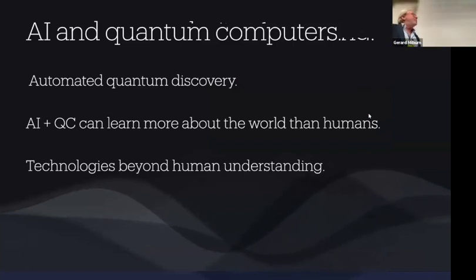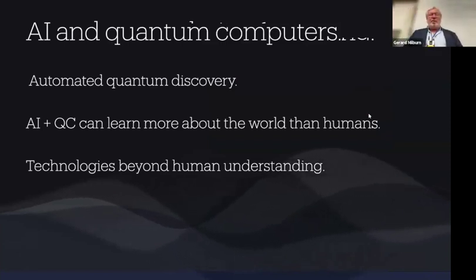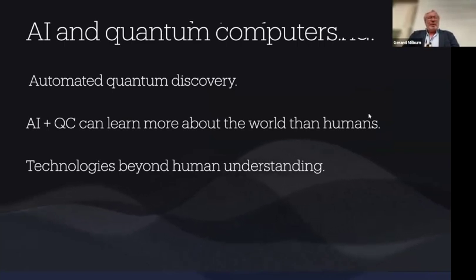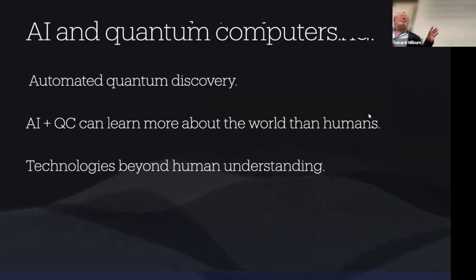I'll just point out that we're on the threshold of automated quantum discovery, that AI plus quantum computing can learn more about the world than humans ever could and learn it much faster. Will we understand it? Well, we don't actually understand what's going on in an LLM right now. That's a hard problem, but this will be even harder because we won't be able to look inside the quantum computer. One thing you cannot do in a quantum computer is go in and measure what's going on, because that will wreck it.